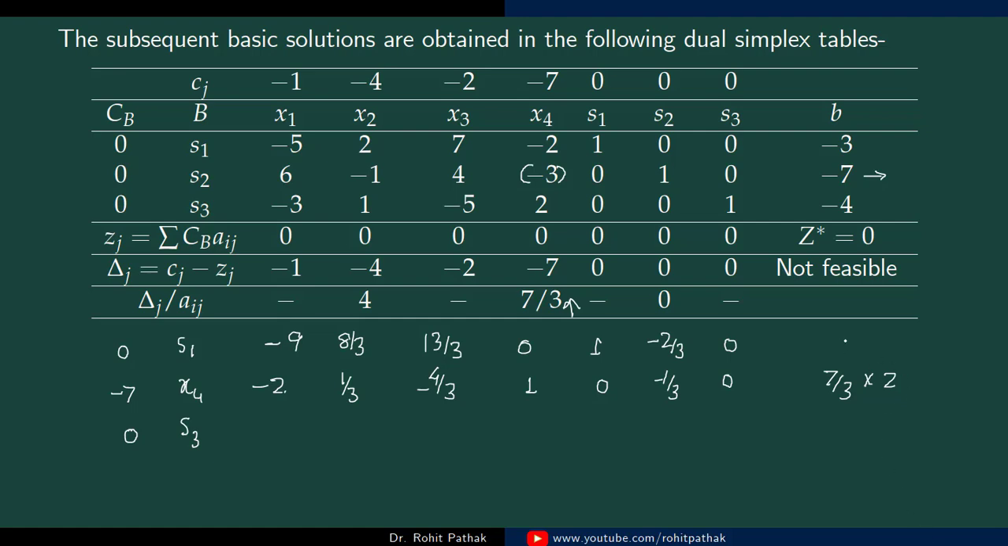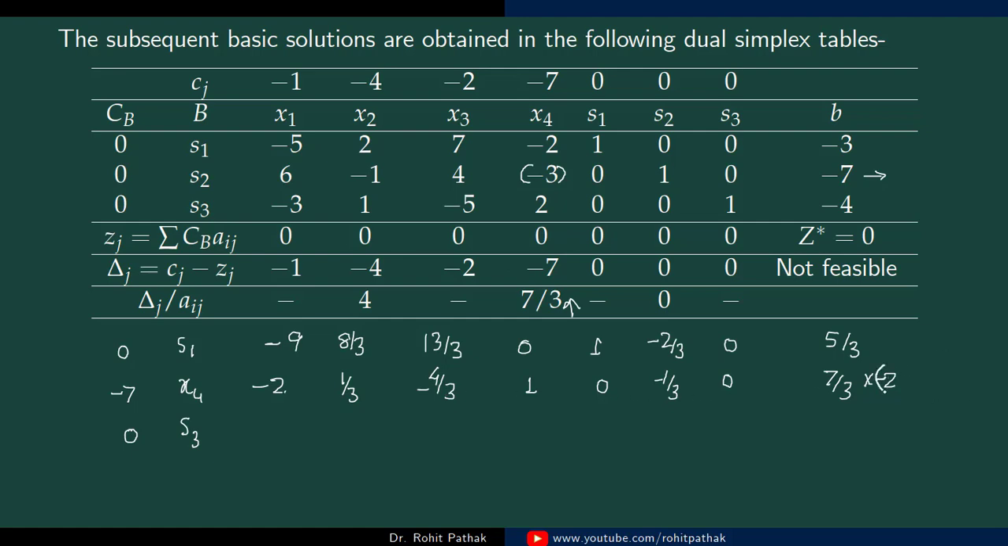Then what is the value here? 14 by 3 minus 3, which is 5 by 3. So this is the modified row. Now similarly, using this one, we make this element 0. So we need to multiply by minus 2. So minus 2 into 1 plus this 2 will become 0. So now multiply this row throughout by minus 2.